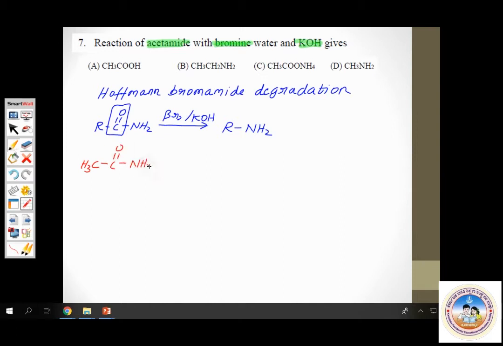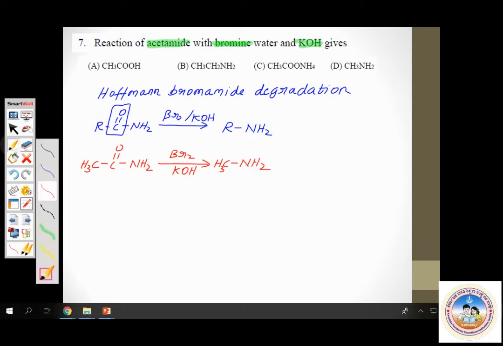When subjected to the same reaction, bromine in presence of KOH, Hoffmann bromamide, you'll have CH3 now attached to NH2. Yes, you get methylamine. Methylamine is a product. So which is the correct answer then? Option D. Methylamine is a product. Option D. Easy. Okay. That's I think about questions on methods of preparation.